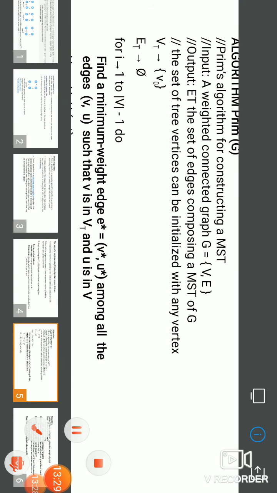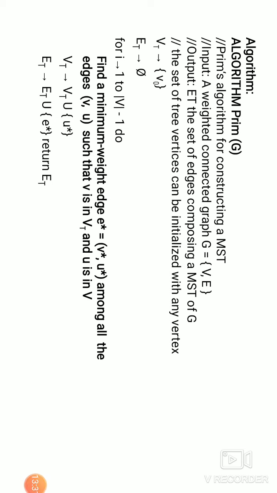Algorithm Prim's, which has an input G. Prim's algorithm for constructing minimum spanning tree, that is MST. The input for this algorithm is a connected graph G with a set of vertices V and edges E. Output is the edge set of the tree, the set of edges that compose the minimum spanning tree of graph G.